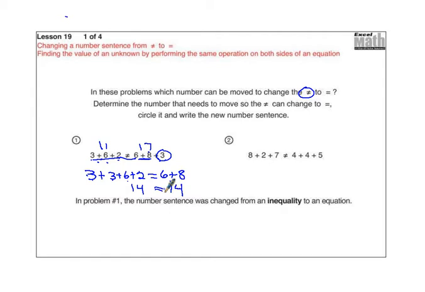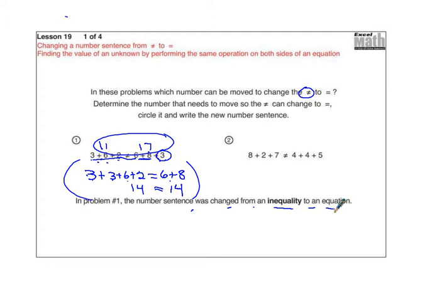All right, pause the video. Do number 2. Make sure you show your work like this, all this stuff here, all this here. And then turn it back on when you're ready to see the solution. All right, so we're changing from an inequality to an equation.